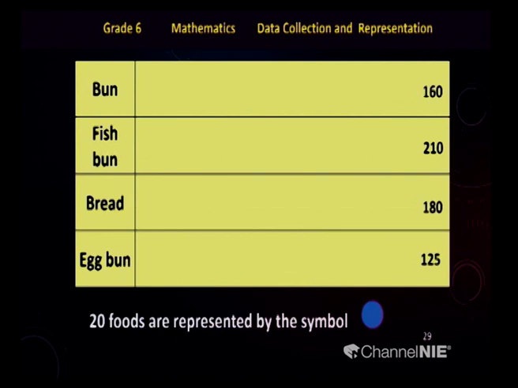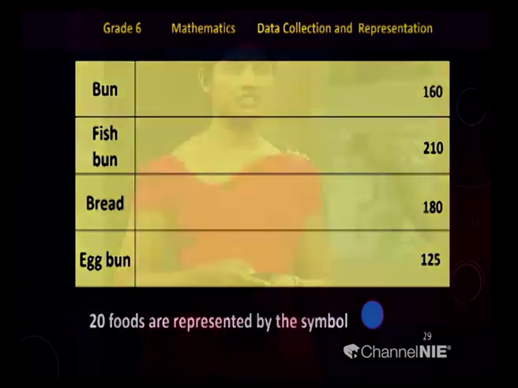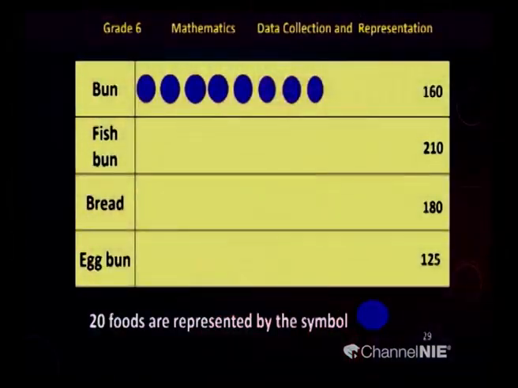160 we have to divide by 20. When you divide 160 by 20, what is the answer? Now you can divide these numbers very easily. 160 divided by 20 is 8. That means we have to use 8 circles to represent buns in that bakery. Then second one, fish bun. How many fish buns are there?